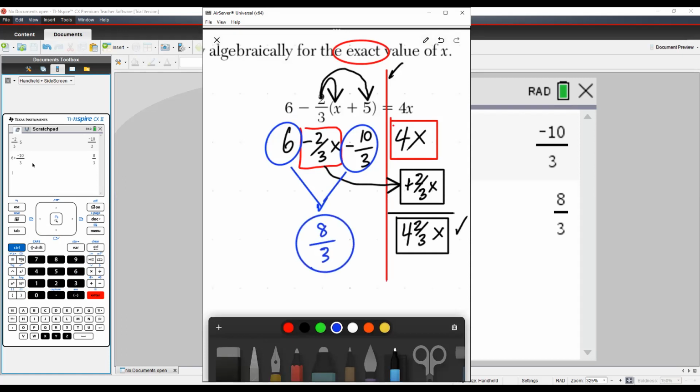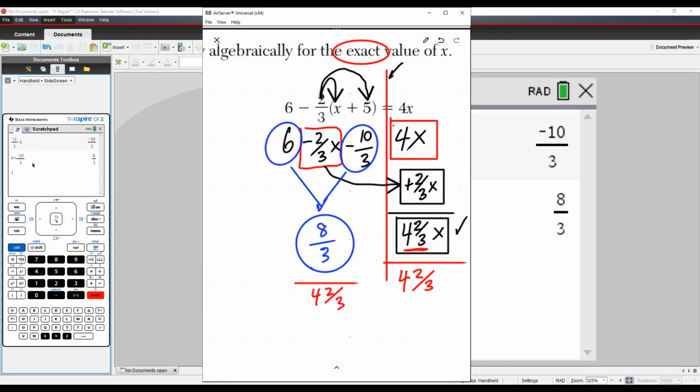Got it? Now, this is the last step, and this is always going to be the last step. Whatever number is in the box, that's what I'm going to divide by. I'm going to divide both sides by 4 and 2/3. The reason I'm doing that is 4 and 2/3 divided by 4 and 2/3 is just going to be 1. So on the right-hand side, I'm going to have 1x. That's what I want. When I'm done with this algebra, I should have 1x equal to some number.